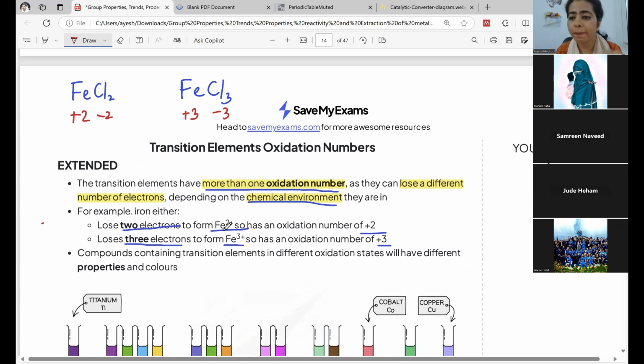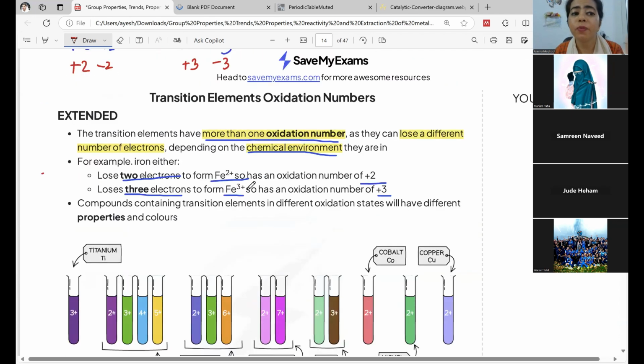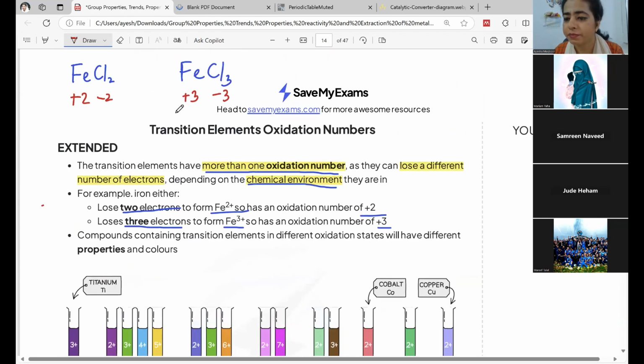Okay? So do you have to memorize the colors? No. No need to memorize these colors. No need to memorize these oxidation states. Just memorize that they have more than one oxidation state sometimes, which from the formula you can easily get. No need to memorize this whole thing. Just an idea of how we can find oxidation state, and difference in oxidation state means different colors will be there.